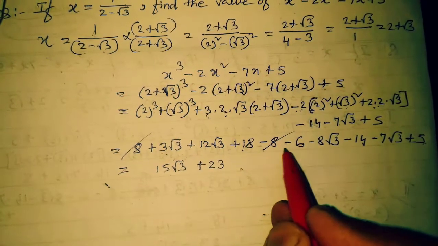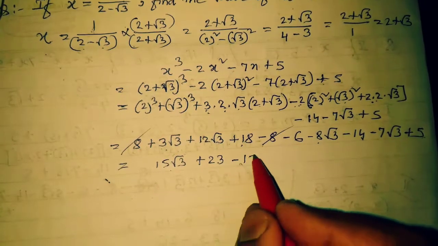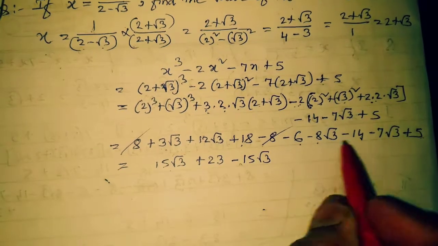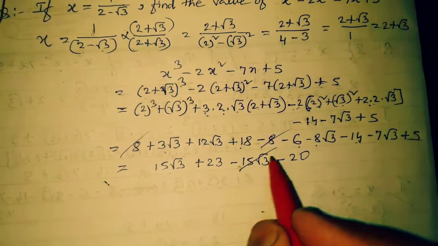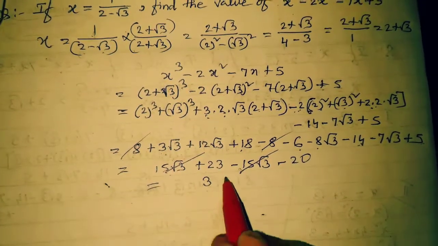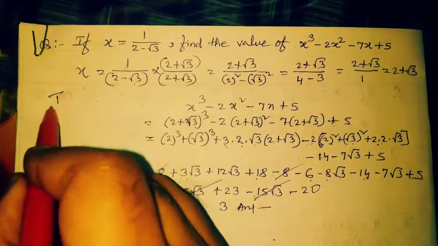And here coming minus 8 root 3 and minus 7 root 3, coming minus 15 root 3. This is coming minus 6 and minus 14. How much? Minus 20. This 15 root 3 will be cancelled. 23 minus 20 is coming 3. This will be the answer. This is one method, first method.